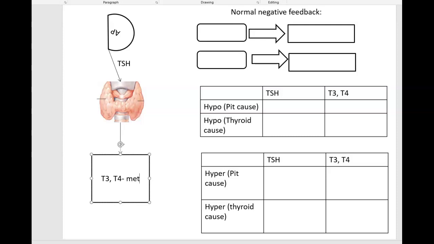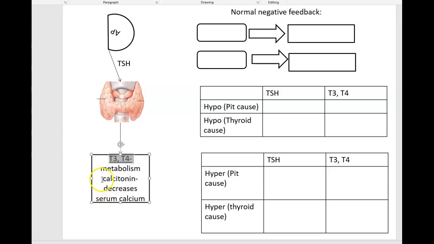T3 and T4 are responsible for metabolism. The thyroid gland also secretes calcitonin. And calcitonin's job is to decrease the serum calcium by sending calcium into the bone. So I like to think about it as something to tone it down. When you tell someone to tone it down, they're decreasing. So we're going to decrease the serum calcium, send it into the bone. So these are your thyroid hormones.